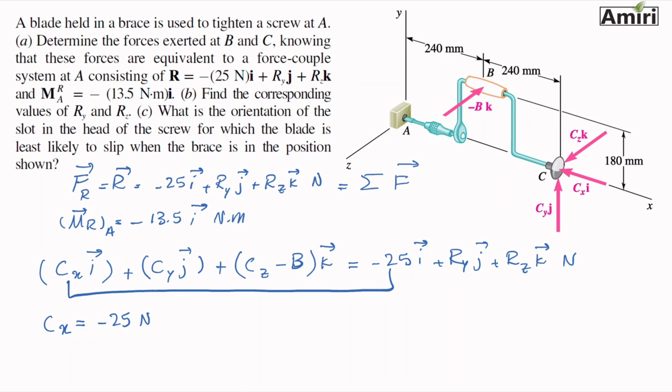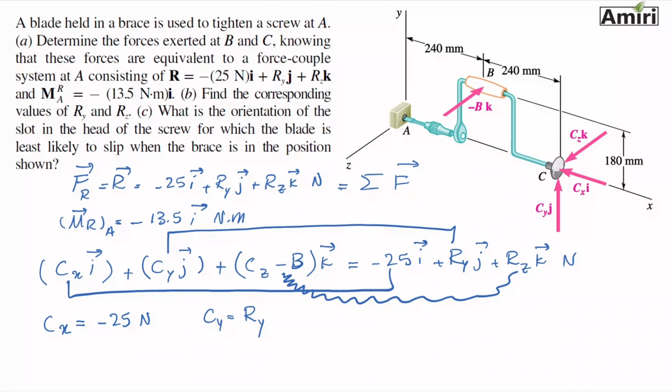The second one I'm going to look at is the J components. Ry or Cy is the same as Ry. Doesn't help me. Two unknowns. I can't figure it out yet. So I got to do more work and come back to it. And then lastly, I'm going to do a wiggly squiggly line here. These two are same. So Cz minus B equals Rz. Way too many unknowns. I can't touch these yet. So this is all I can do with this R for now.